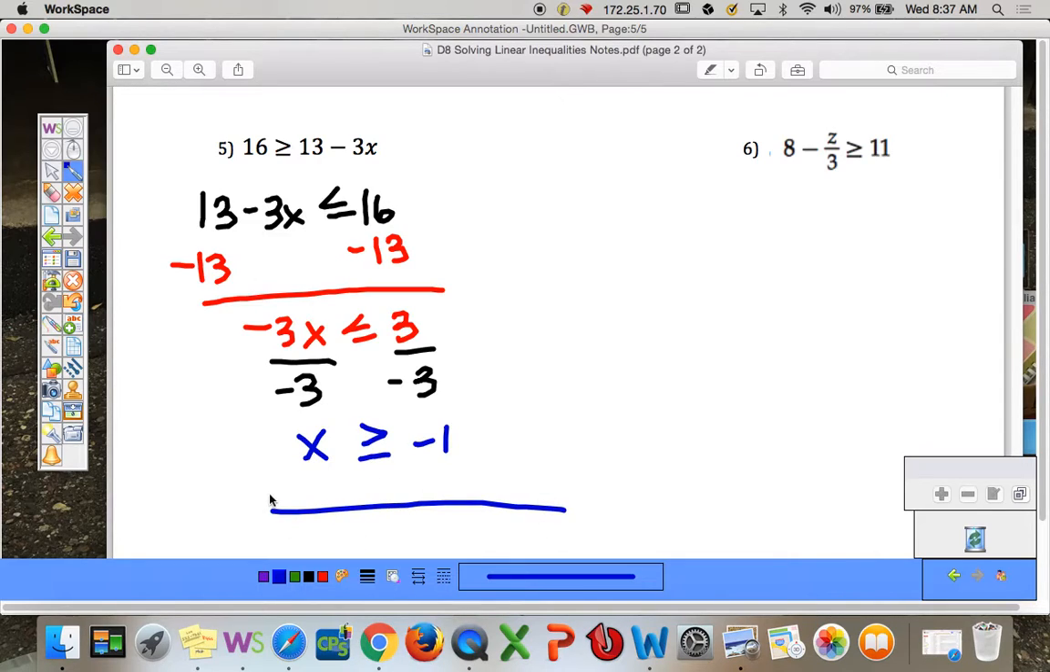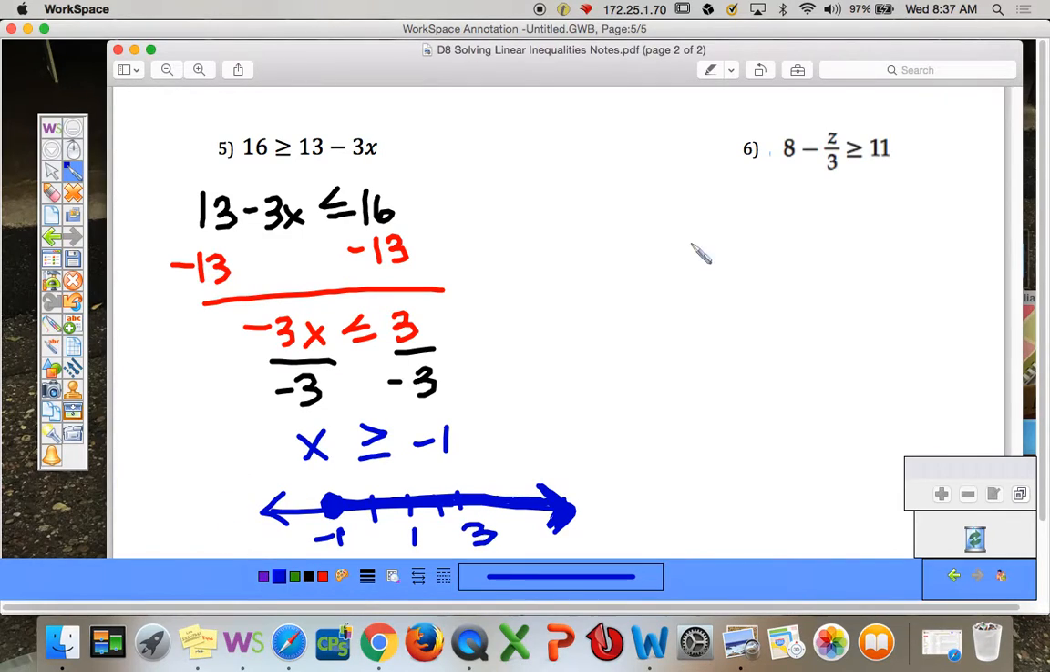Let's graph that on a number line. Here's -1, here's 0, 1, 2, 3, 4, and so on. All right, so x is greater than or equal to -1, so we can use a closed dot, and it's greater than or equal to, so we'll shade this in.